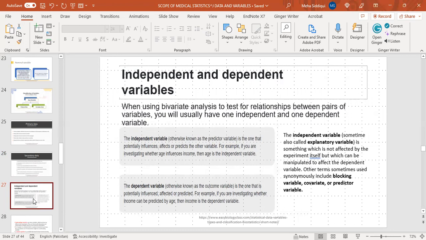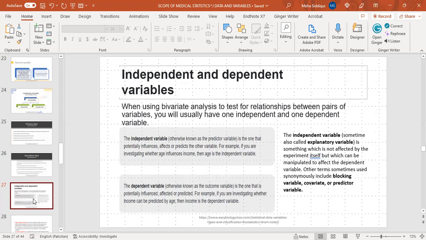It is also called the explanatory variable, and it is not affected by the experiment itself, but it can be manipulated to affect the dependent variable. Other terms used for independent variables synonymously are blocking variable, covariate, and predictive variables.